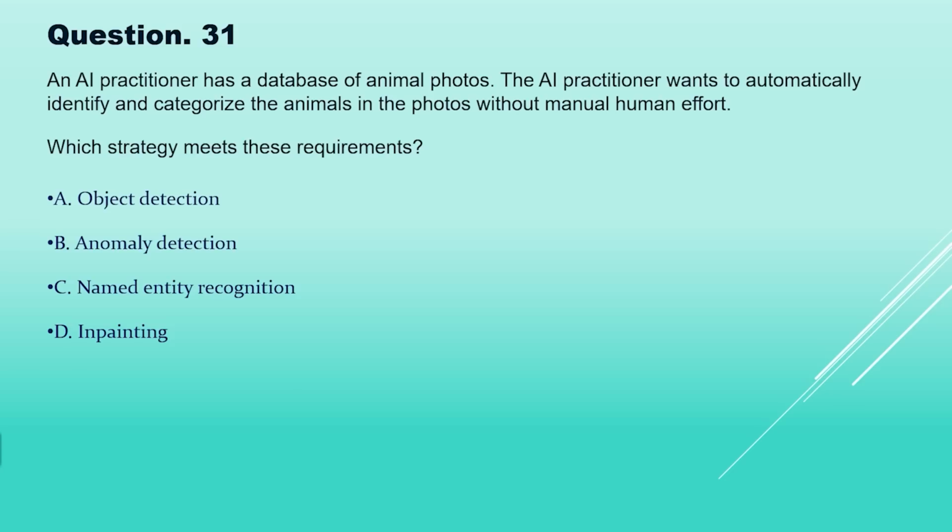And the correct answer here will be option A, object detection, because object detection is a computer vision technique that identifies and categorizes objects within an image. In this scenario, it can automatically detect animals in the photos and assign them to categories, for example, dog, cat, bird. So this approach aligns perfectly with the requirement to identify and categorize animals without manual human effort. So now question number 32.